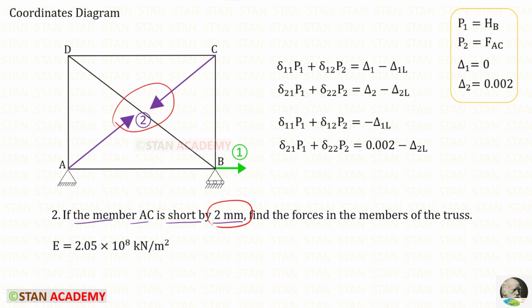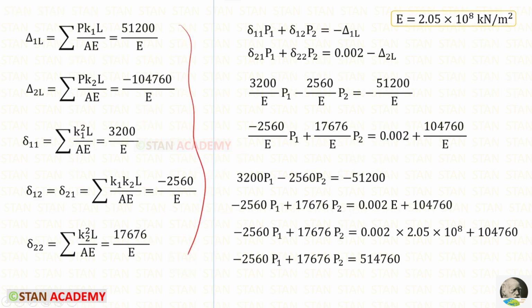We have to convert this value into meter. 2 upon 1000, we will get 0.002 meter. So delta 2 will be positive 0.002. In these two, let us apply these two values. Delta 1 is 0 and delta 2 is 0.002. These we have already calculated. In these two, we can apply all of the values. When we apply in this one, we will get this.